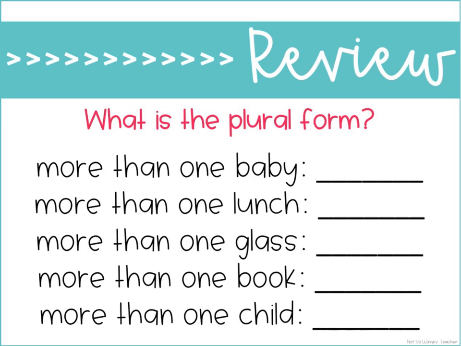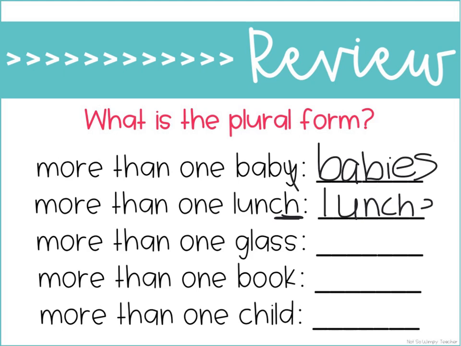All right. What is the plural form? How do I say more than one baby? Babies, you're right. B-A-B-I-E-S. Because remember that rule? We take the Y off, we add an I-E-S. How do I say more than one lunch? Remember, it's got a CH at the end. That's a special rule. I say lunches, L-U-N-C-H-E-S. Good job.